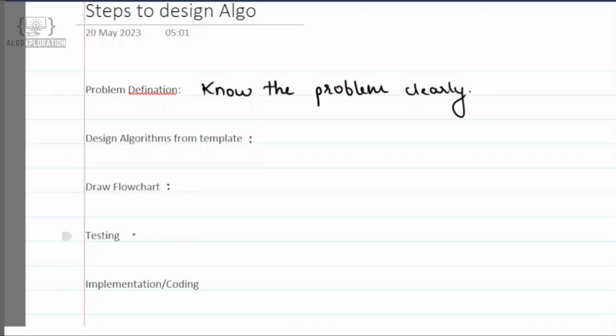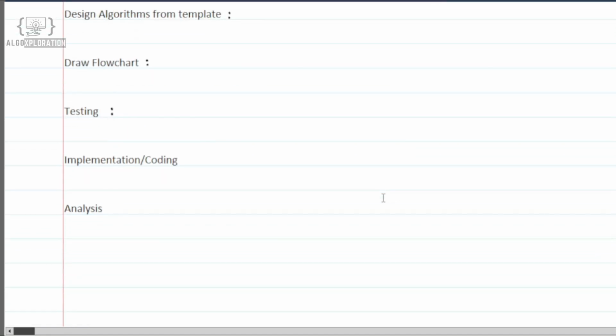The fourth point is testing. After drawing the flowchart, we have to test the problem. We have to check the boundary conditions and so on. After that, we have to implement it, that is coding. And then we have to do some analysis.